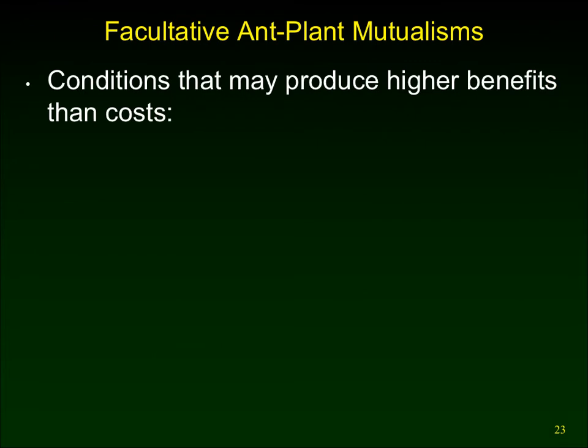So what conditions may produce higher benefits than cost? A low proportion of the plant's energy invested in the extrafloral nectaries, a high probability of attracting ants, low effectiveness of alternative defenses, and highly effective ant defenses. So it has to work in that order.